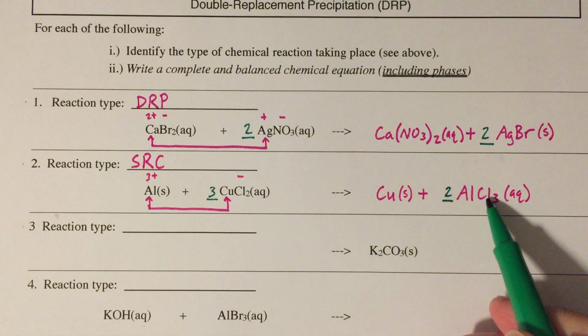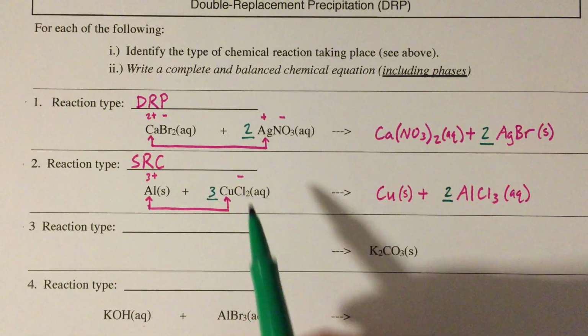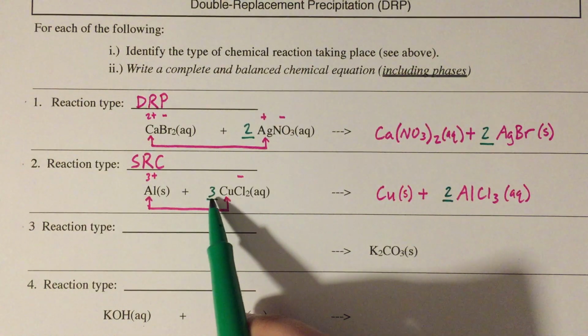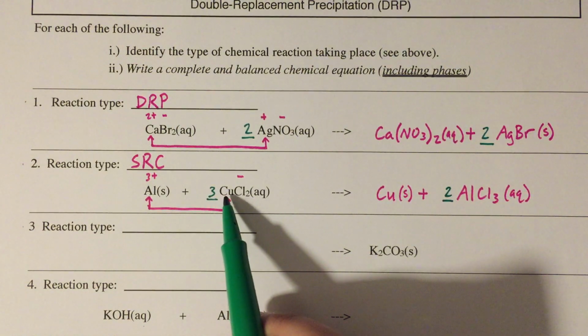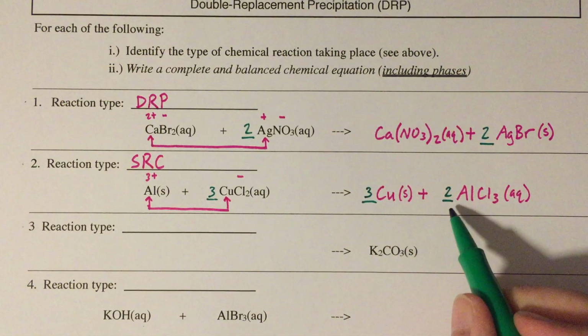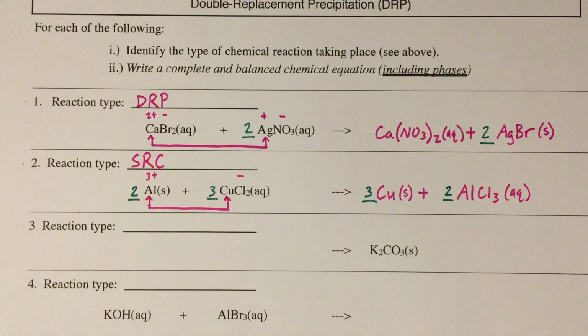So now I have 2 times 3 is 6 Cls on this side, 3 times 2 is 6 Cls on this side. But doing that, remember, I just changed a lot of other things too. So now I have 3 Cus here, so I'm going to need to put a 3 here to fix that. And I have 2 Als over here, so I'm going to need to put a 2 here to fix that. And that is number 2.